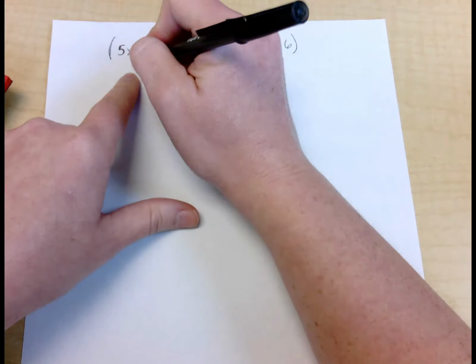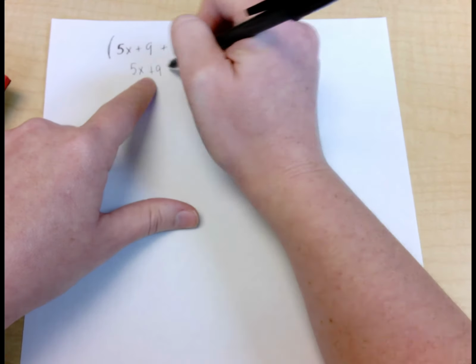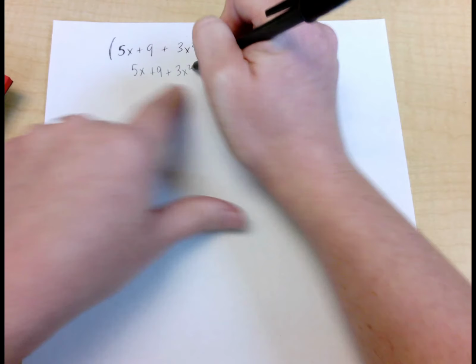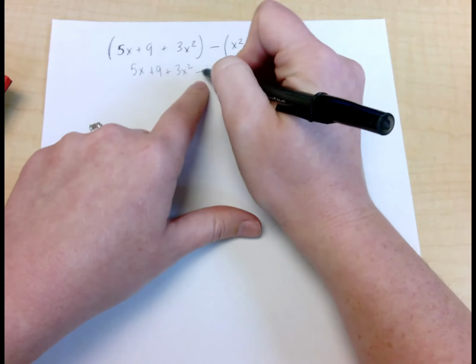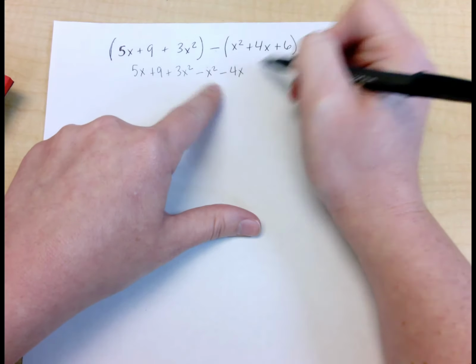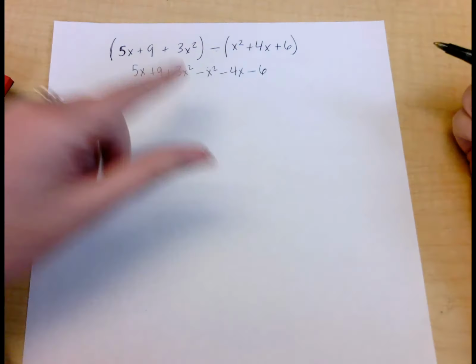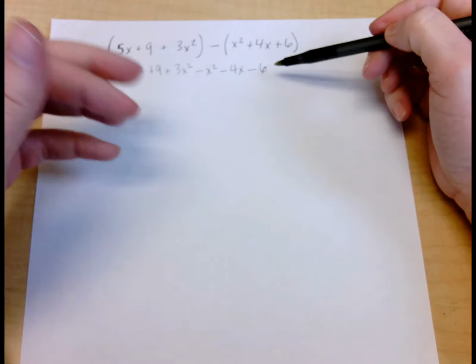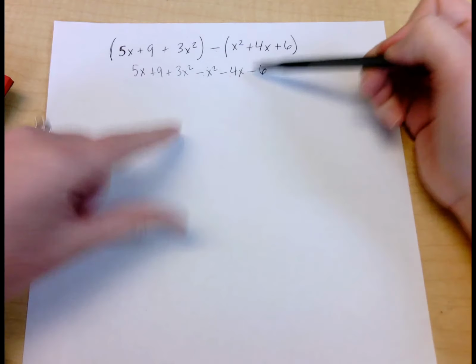Okay, so you could actually rewrite this as 5x plus 9 plus 3x squared, and then I'm going to subtract the x squared, and then I'm going to subtract the 4x, and then I'm going to subtract the 6. Okay, and that just gets rid of the parentheses and reminds you that each of these is subtraction.